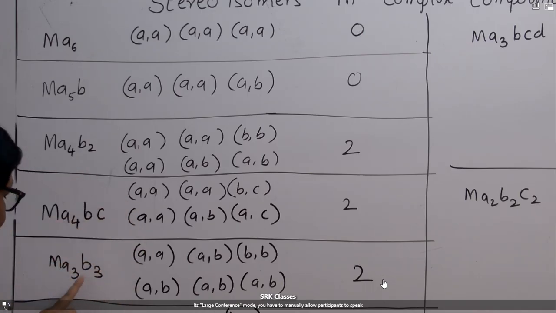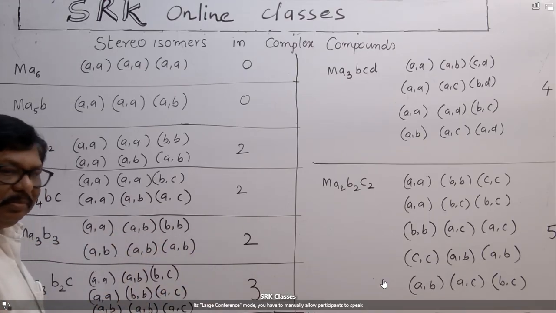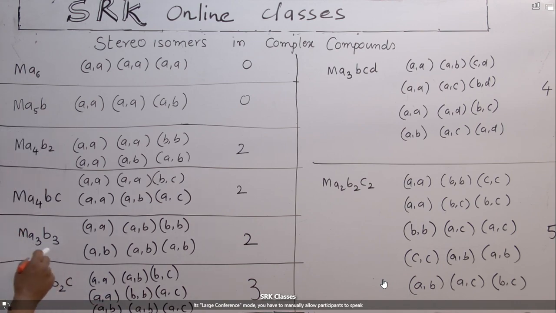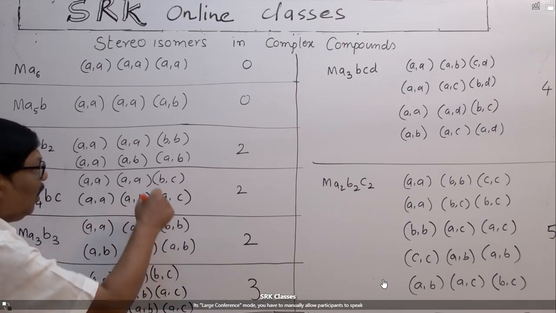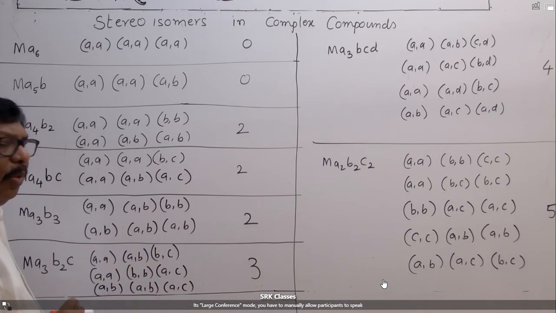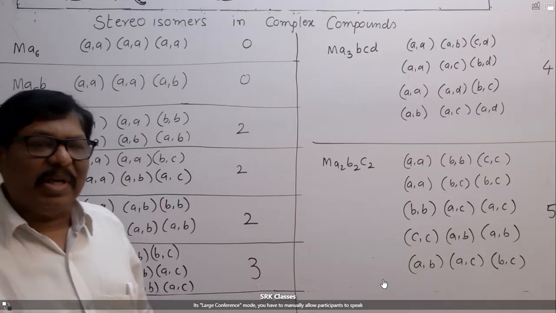Ma3B3. With this, I can write AA, one possibility, AB is another possibility, BB another possibility. That is number one. Look at the next one, the second one: three A's are combined with three B's, AB, AB, AB. Just like the previous cases, it also has only two possibilities. But here, there is a specific name for this one.